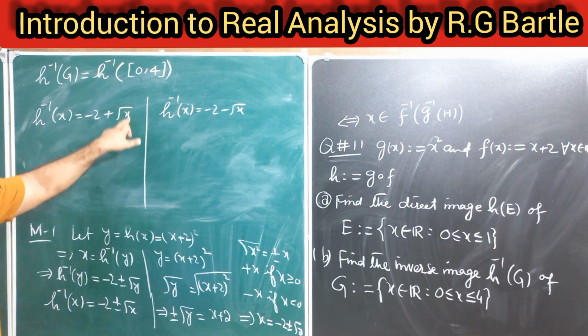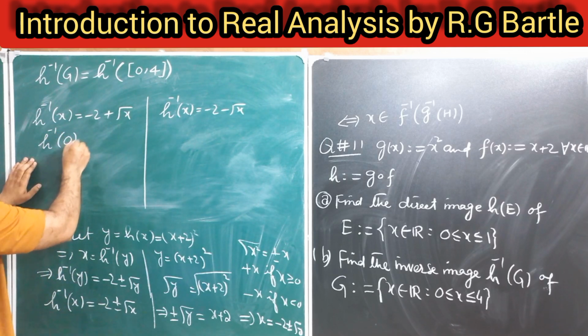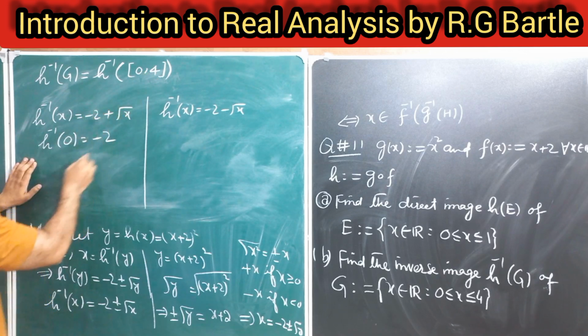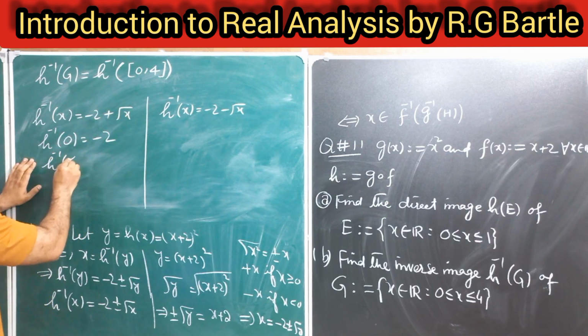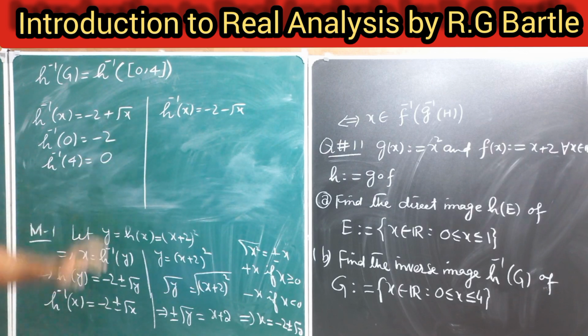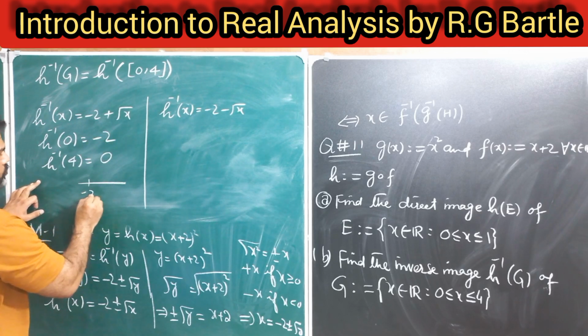When you put here x is equal to 0, the lower number, this gives us simply minus 2, and when you put here x is equal to 4, this gives us 0. So from these two values, we have the interval minus 2 to 0.